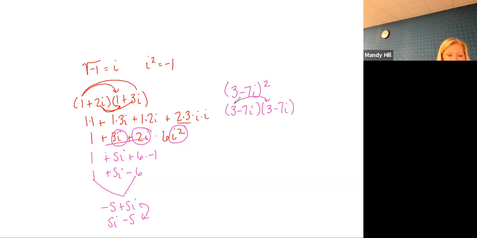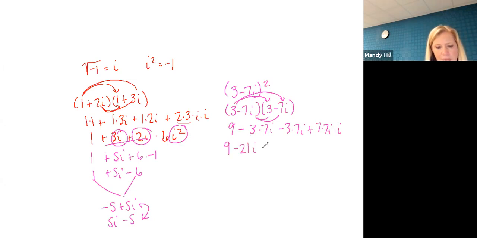So 3 times 3 is 9. Then, first, outer, one of them is positive and one of them is negative, so it's going to be minus 3 times 7i. Inner, again, we're going to have minus 3 times 7i. And then last, they're both negative, so it's going to be plus 7 times 7, i times i. Okay. 9 minus 21i minus 21i plus 49i squared.